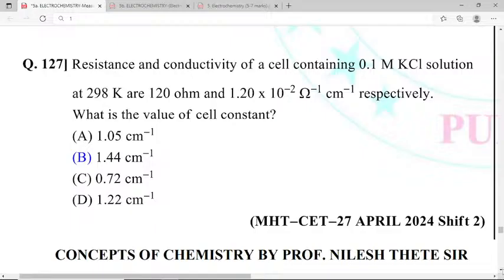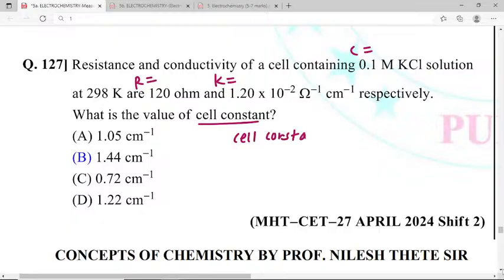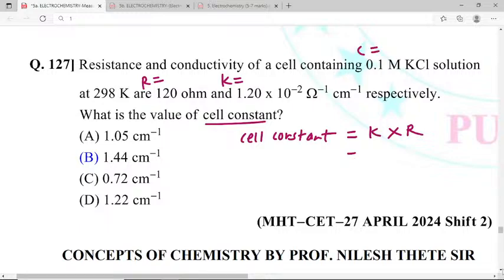Resistance and conductivity, concentration given, resistance given, conductivity given. Cell constant to be calculated. So cell constant is equal to conductivity multiplied by resistance. So conductivity how much? 1.20 multiplied by 10 to the power minus 2. Resistance is 120. So 144. So 1.44.